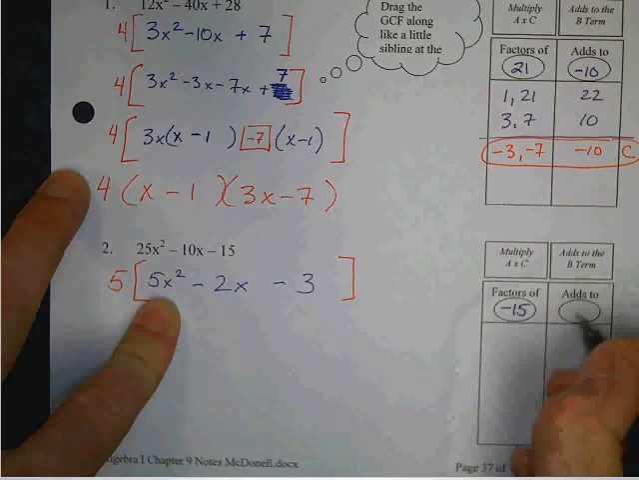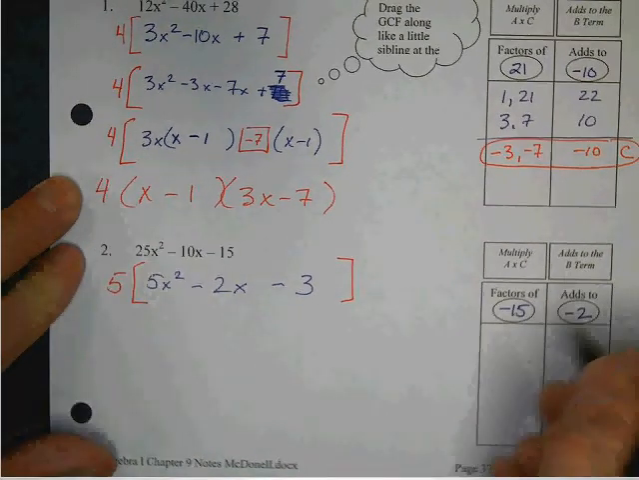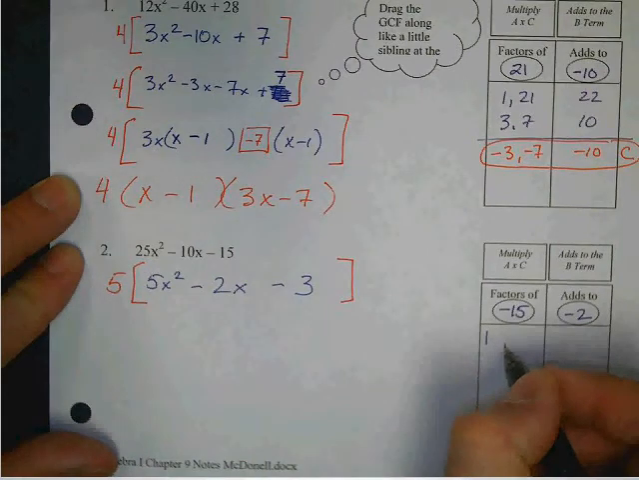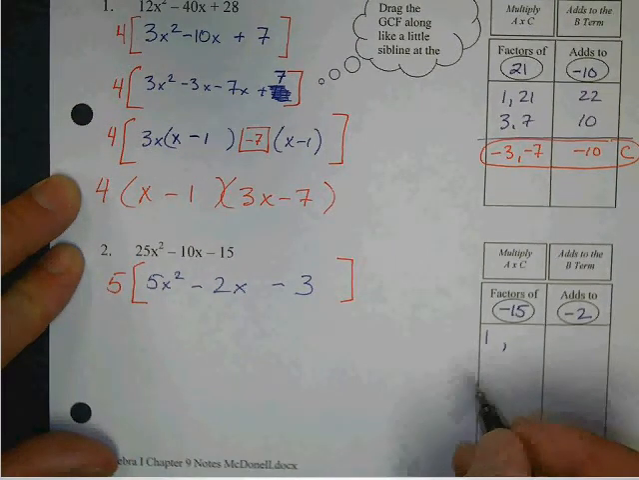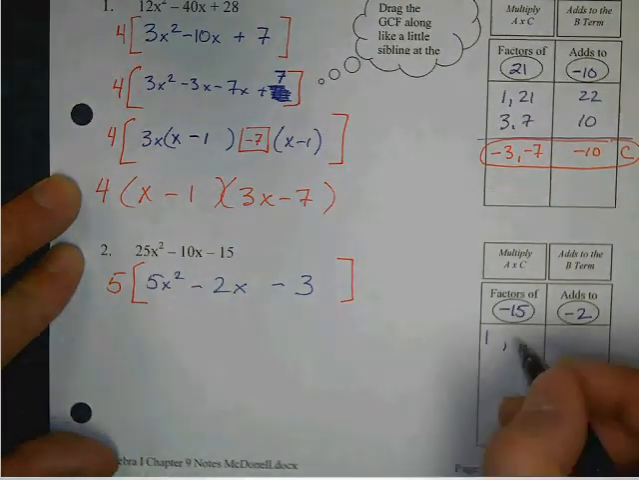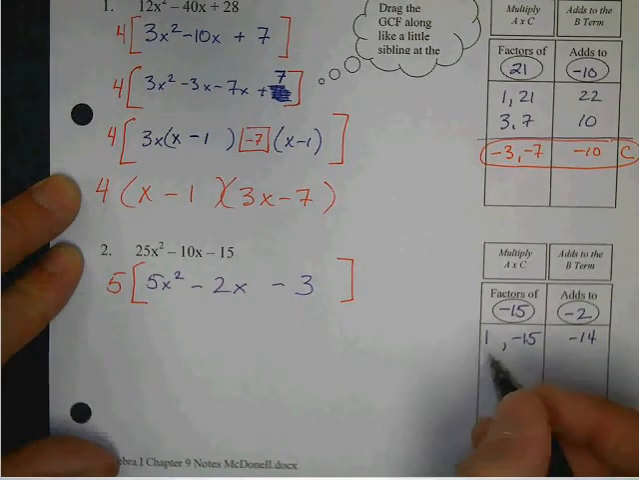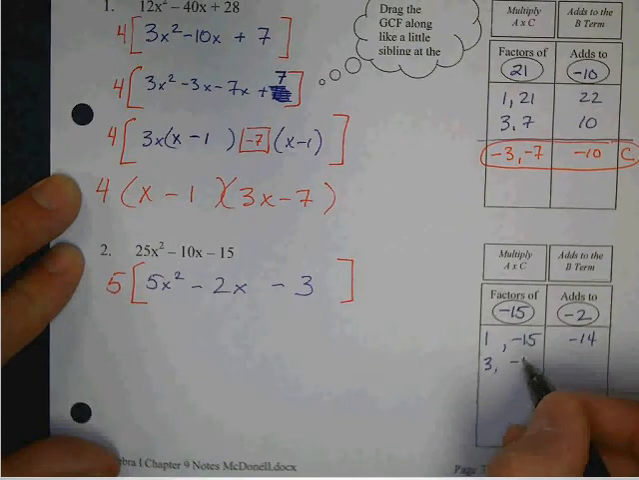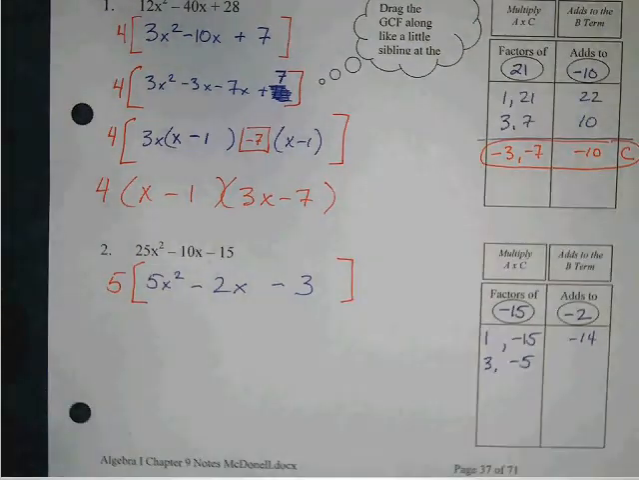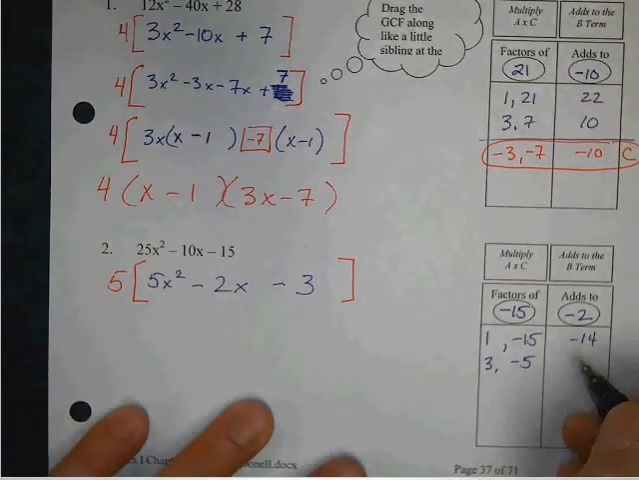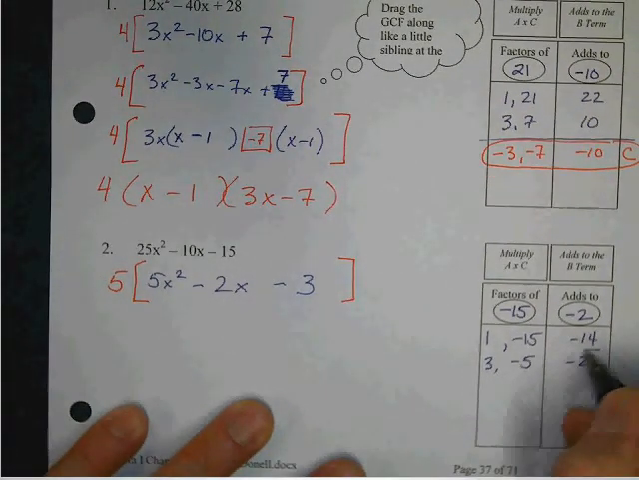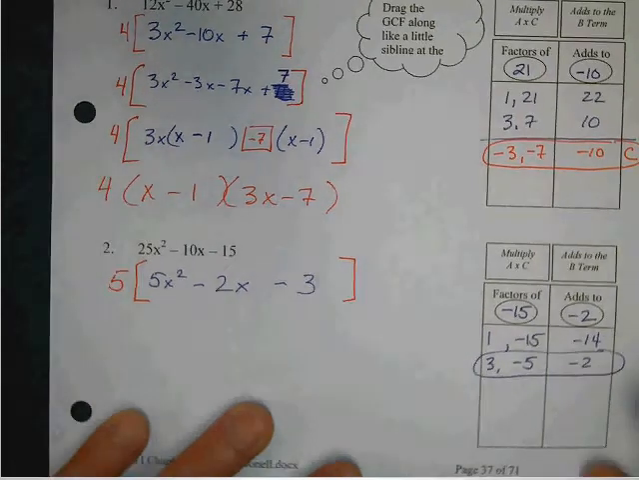5 times negative 3, talk to me. Negative 15. Negative 15 adds to negative 2. One must be positive, one a negative. So one a negative 15, negative 14. Didn't work. What's next? 2. 2 doesn't go in. 3 and negative 5. Let's try not to say 3 and 5, but always say 3 and negative 5, just so we don't forget. What does that add to? 2. Hey, that's it.